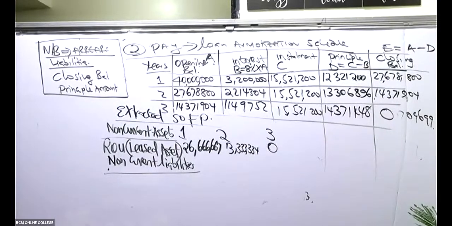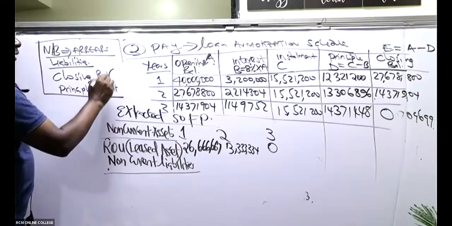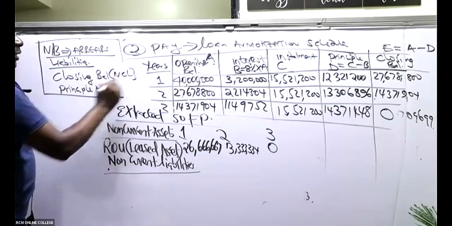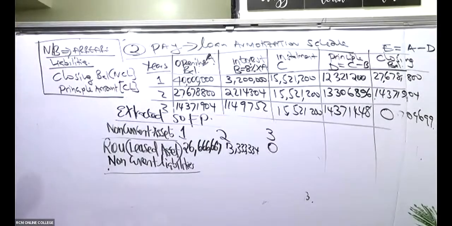Note that if these rental payments are being made in arrears, like in our question, then for liabilities we shall have this closing balance and the principal amount. This closing balance will be for the non-current liability, and this one here will be for the current liability.